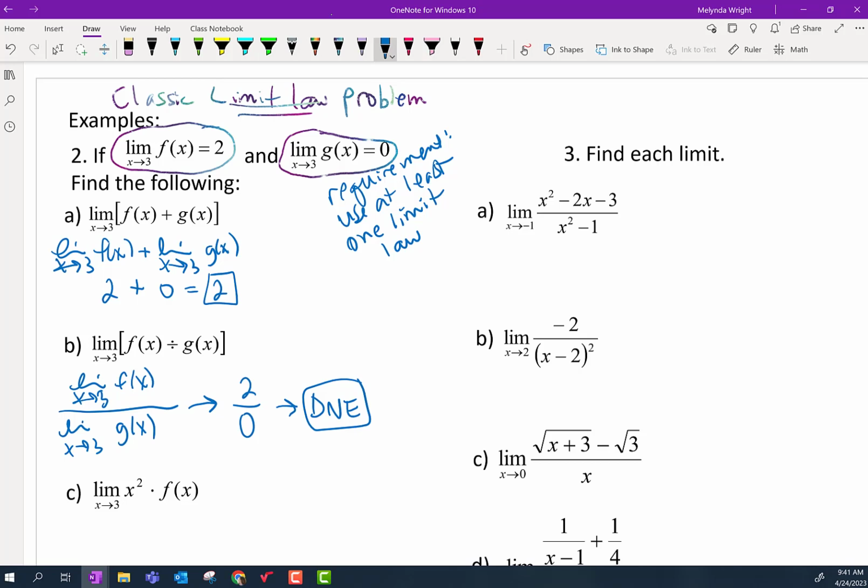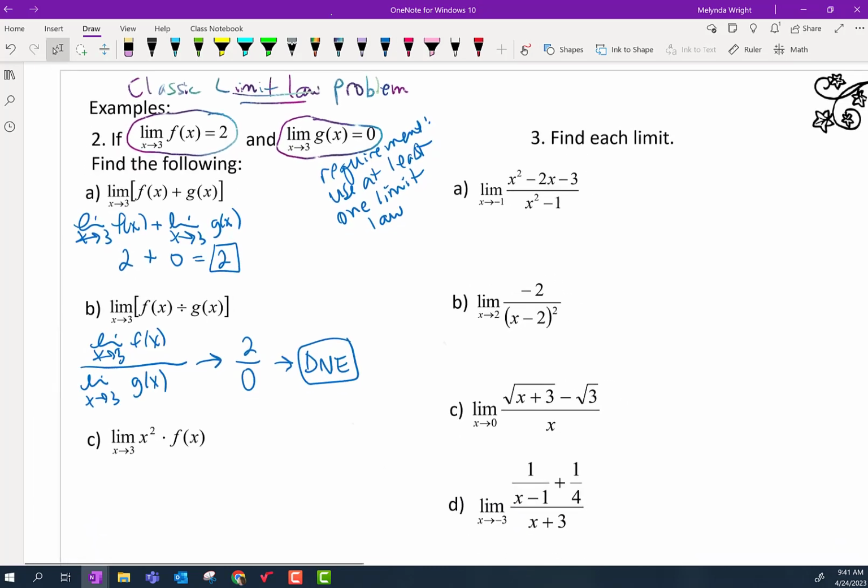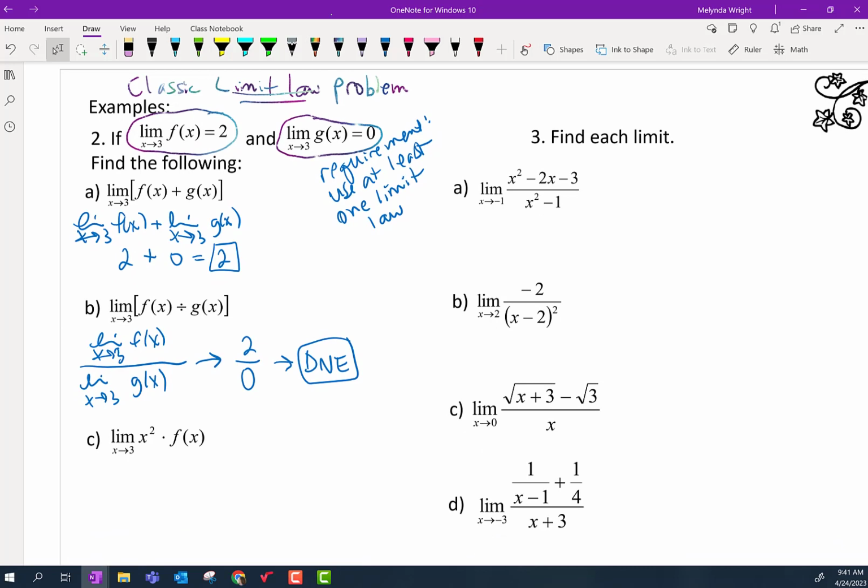All right, and that's the second one. We doing okay? All right, the last one. So that's a multiplying one. So I'm going to split it by multiplication. I'm going to do that limit law. So the limit as x goes to 3 of x squared times the limit as x goes to 3 of f of x.